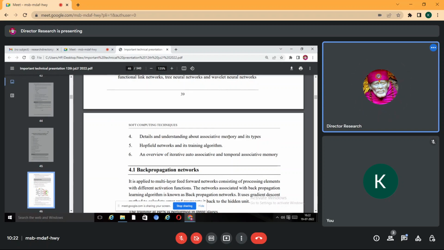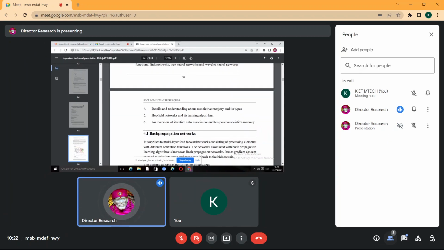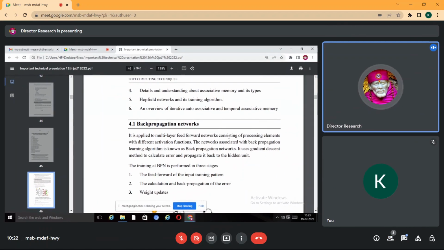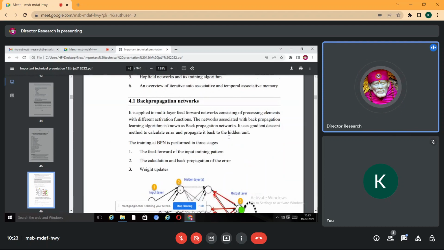Objective 4, details and understanding about associate memory and its types. Objective 5, Hopfield networks and its training algorithm. Objective 6, an overview of the iterative auto associative and temporal associate memory.